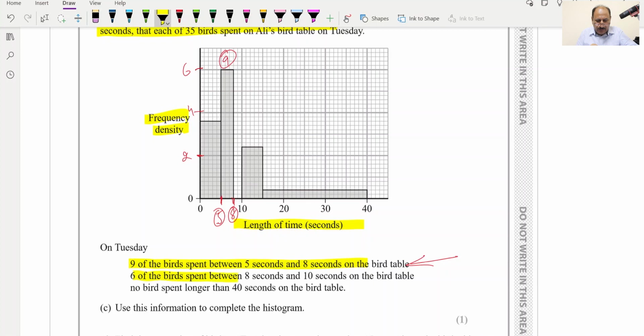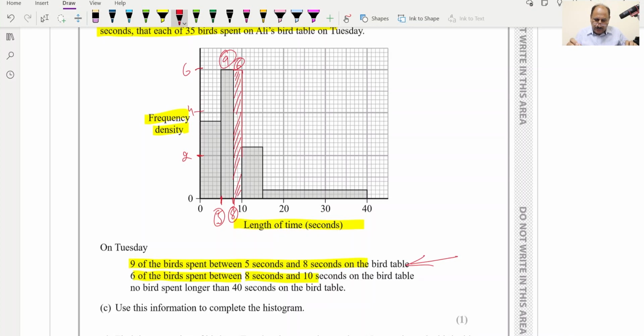6 of the birds spend between 8 seconds to 10 seconds. So 6 are providing, so this is 9, so this width is lesser, so we can take height as this one as 6. So if we draw this line, this will be the histogram, hopefully you are getting, and if I fill this one, this will be the histogram for 6 value and this is 6.